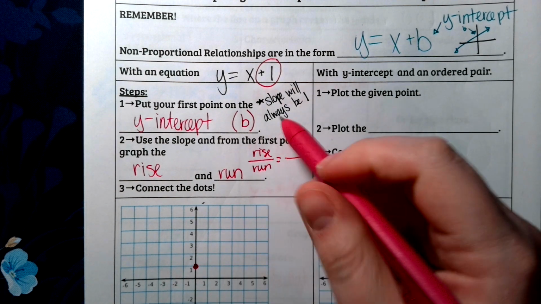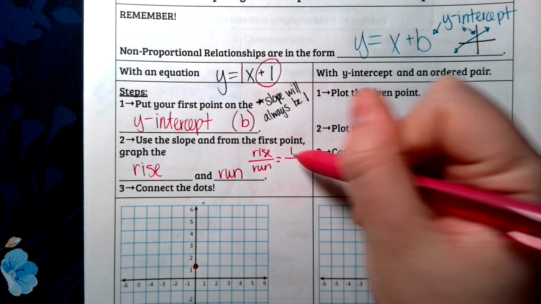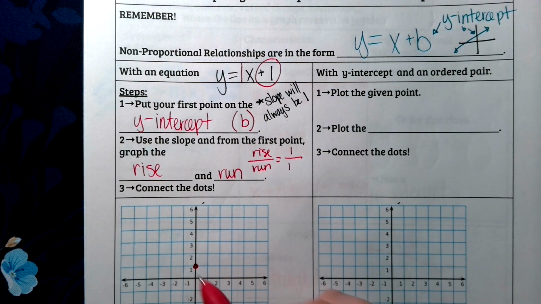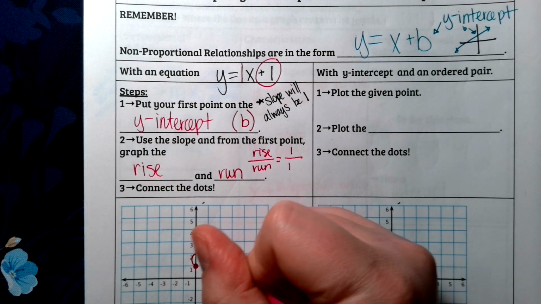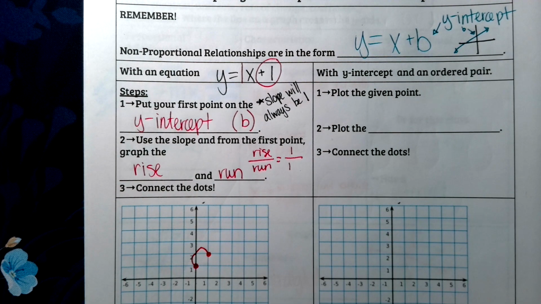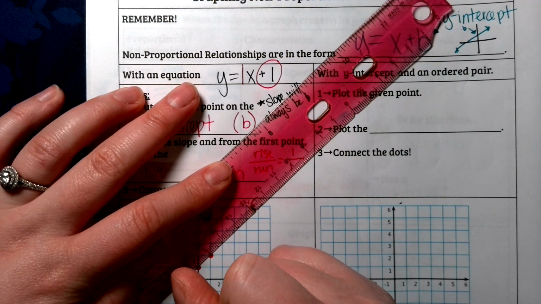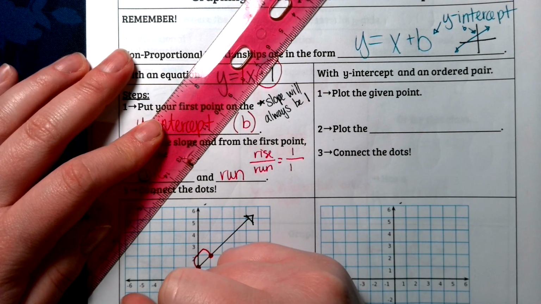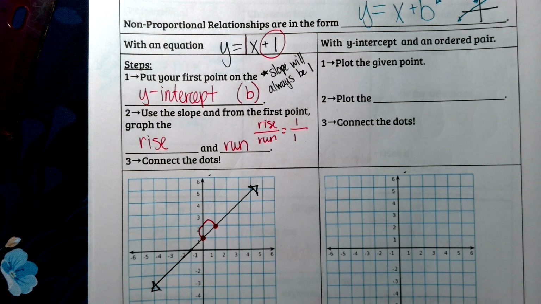So from this point, if I know my slope is really this imaginary 1, that means I'm going to rise 1 and run 1 from this point. So I'm going to go up 1, and I'm going to go over 1 for a new point. Boom. Straight line because I've got 2 points. Go ahead and connect them. And there's your line. Go ahead and pause, rewind that, watch it again if you need to.